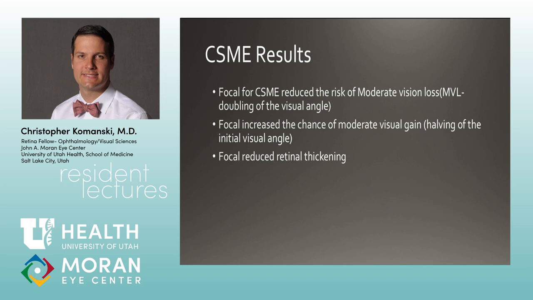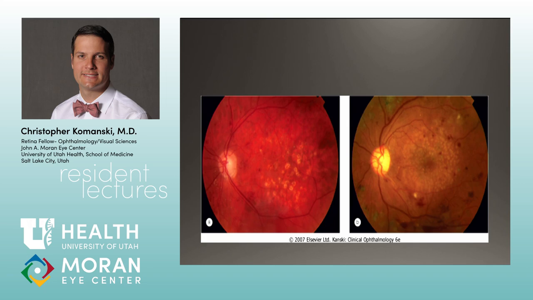And so the focal results were: focal for CSME reduced the risk of moderate vision loss, which was doubling of the visual angle. Focal increased the chance of moderate visual gain, halving the initial visual angle, and focal reduced retinal thickening. So focal works. So these are just good photos of focal. You can see the focal burns. And then you can see this grid.